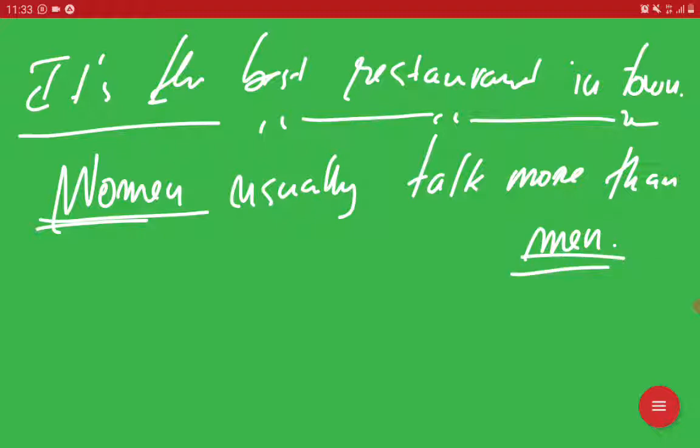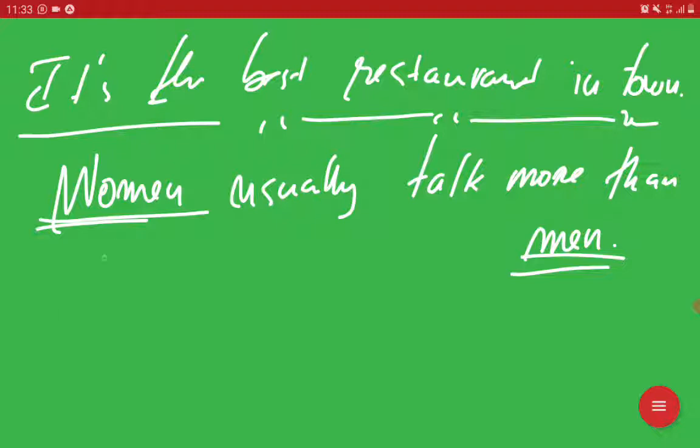But if I want to talk about a specific group of women, for example, women of my city, I can say the women of my city talk more than the men of my city, you see. So then I'm just being specific, all right? So when we're talking about something in general with plural and uncountable nouns, we've got to use those nouns without any article, right?